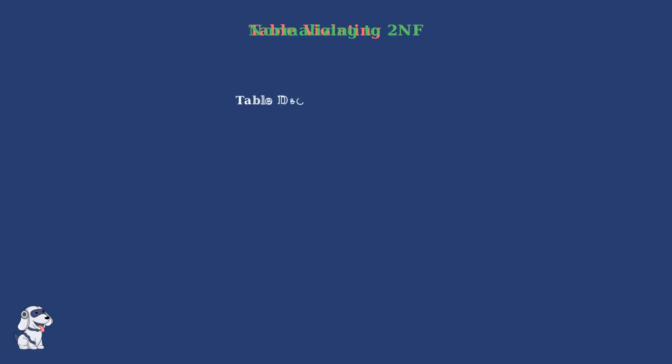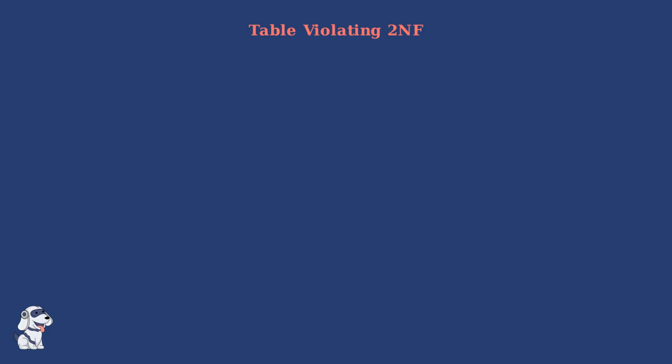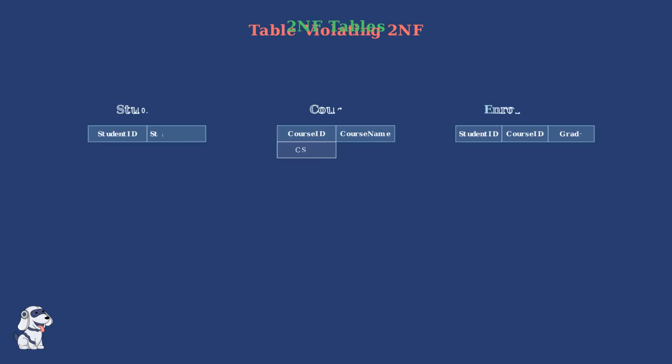To achieve 2NF, we must eliminate these partial dependencies by decomposing the table. We create separate tables where each non-key attribute is fully dependent on the entire primary key of its table. This process removes redundancy and prevents update anomalies. Here are the resulting 2NF tables.